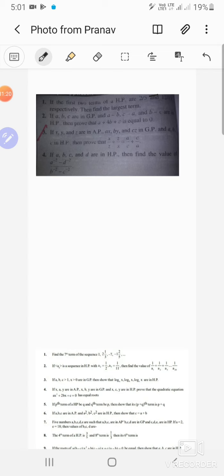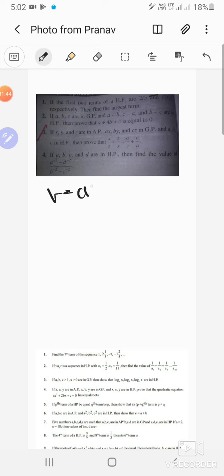We have to prove that A plus 4B plus C is equal to 0. This is weird. I don't know how to do this. Maybe like 2 upon C minus A is equals to 1 upon A minus B plus. Okay, let that be. You know what?